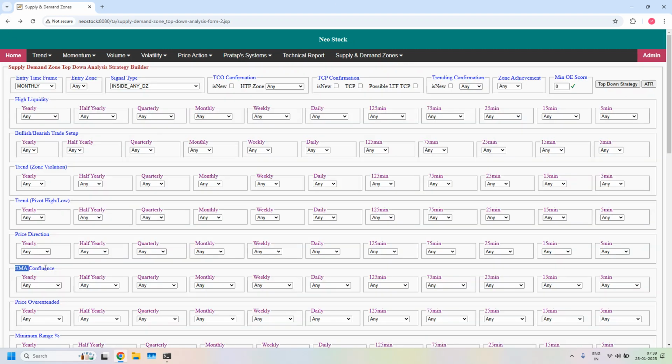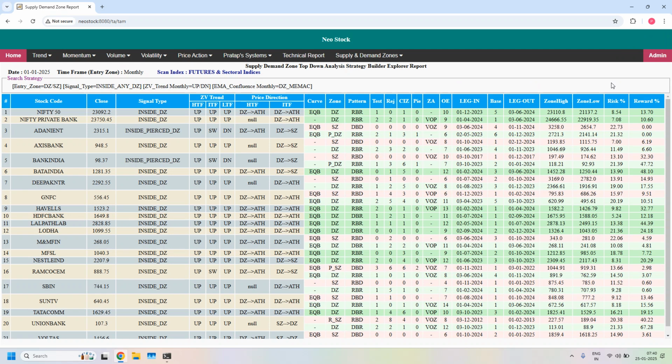So in the EMA Confluence filter at monthly time frame, I am setting monthly demand zone having monthly EMA Confluence filter, and trend on the monthly time frame should be either up or down. With these filters, now the list is come down to 21 stocks. Scrolling the list down.